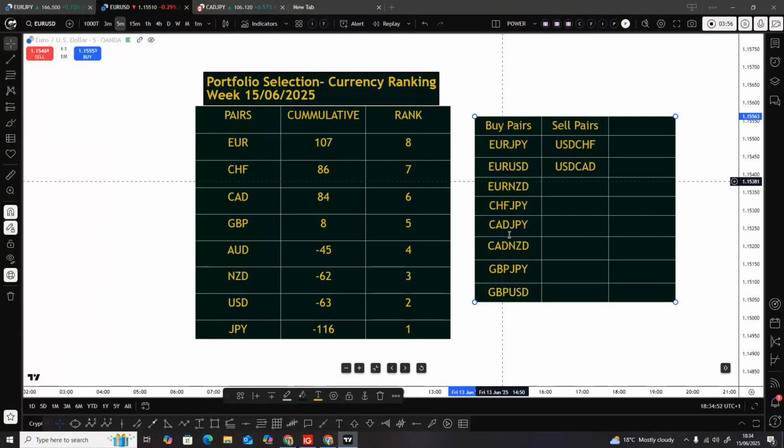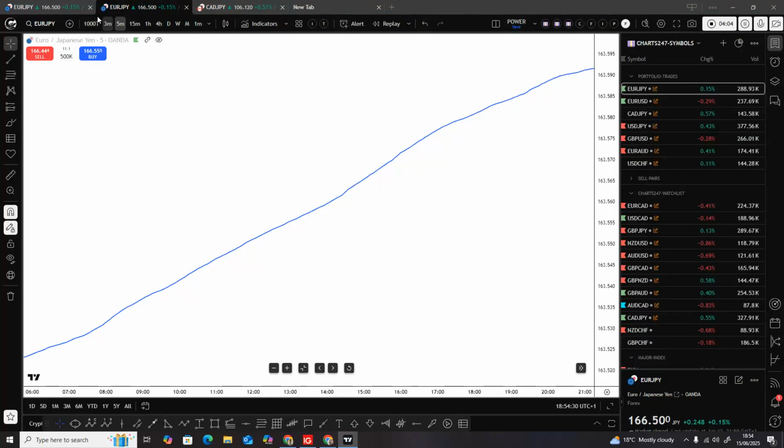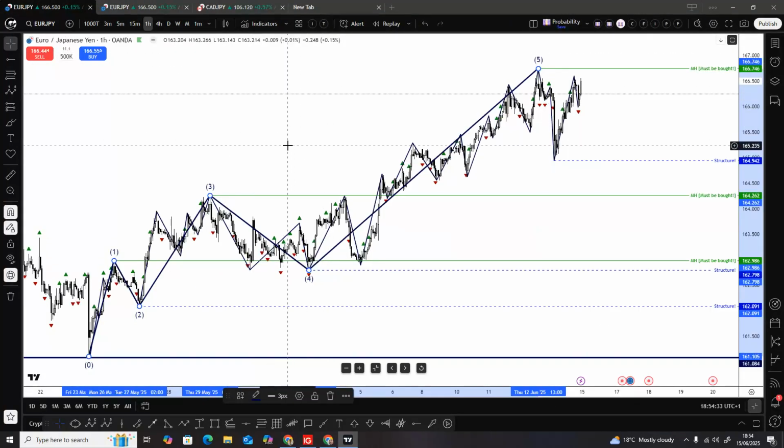So in terms of analysis, I'm going to try and do the euro yen, the CAD yen, the pound dollar, the euro dollar, and if time permits, I'm going to do the US dollar, Canadian dollar. Okay, let's start the analysis.